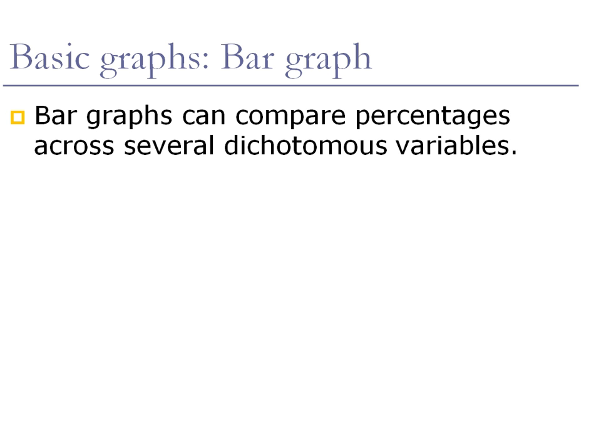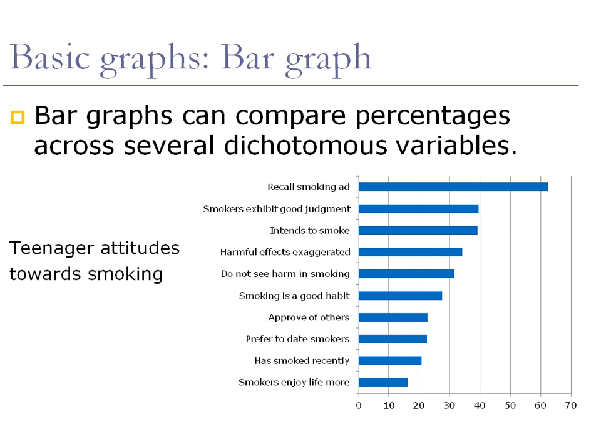What does that mean? Remember, a dichotomous variable is one that can take only two values: yes or no, true or false, dead or alive, and things like this. Here is an example. Someone did a study on teenager attitudes towards smoking and came up with this bar graph. Notice that each of the bars represents a different question that the researchers had asked the subjects of their study.